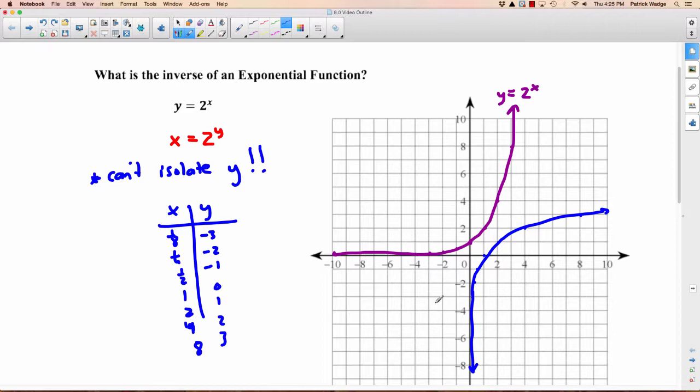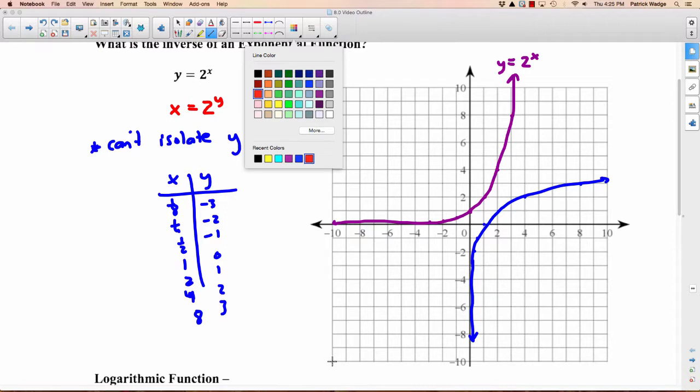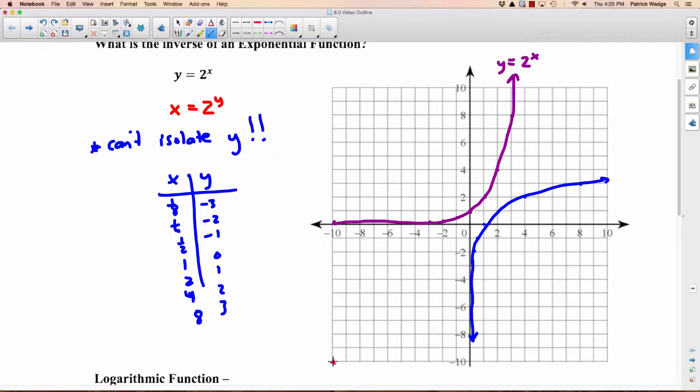Now, how come you can be confident that this is the inverse of y equals 2 to the x? This is y equals 2 to the x. How come you can be very confident this is the inverse? Because if I draw this line from corner to corner, what's the equation of that line? The equation of that line is y equals x, and what you've learned before is that if you reflect a function over the line y equals x, you get the inverse function.